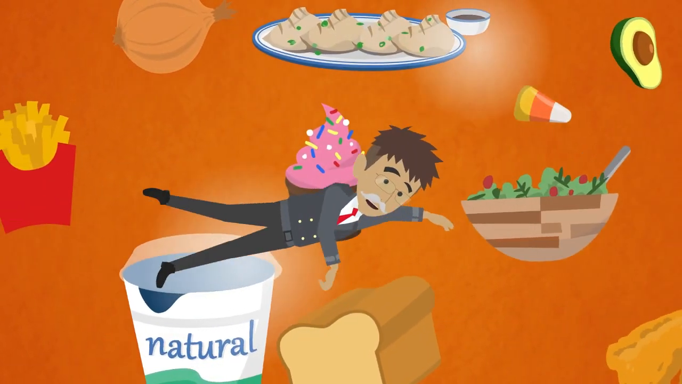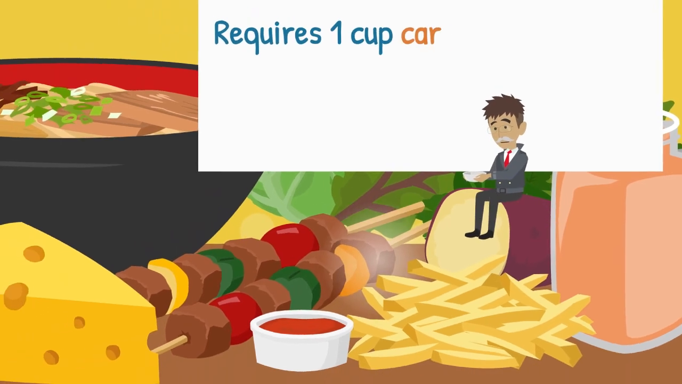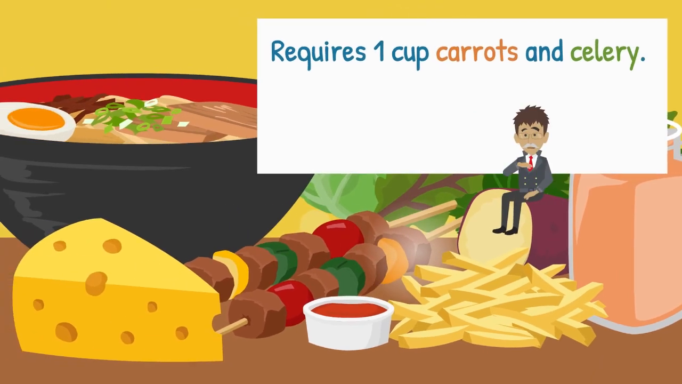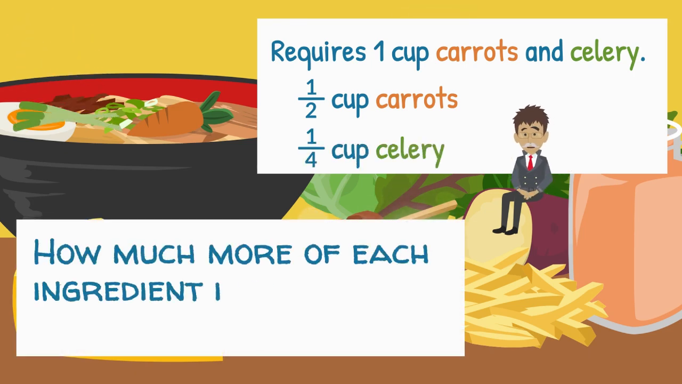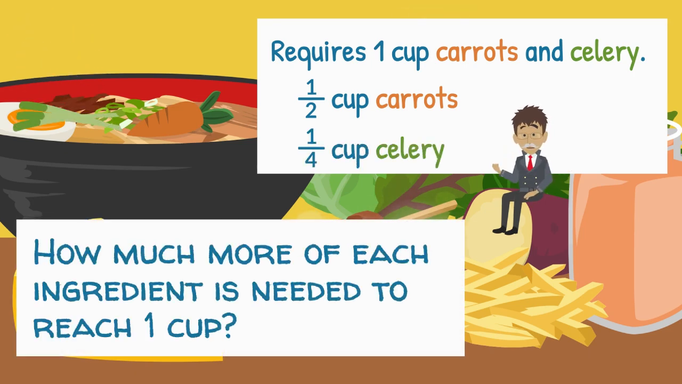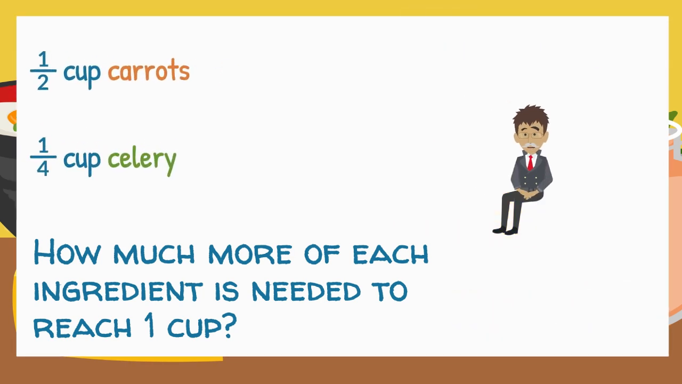Here is another example. A soup recipe requires 1 cup each of carrots and celery. If Kayla added 1/2 cup of carrots and 1/4 cup of celery, how much more of each ingredient is needed to reach 1 cup? First, represent each vegetable using a fraction bar.